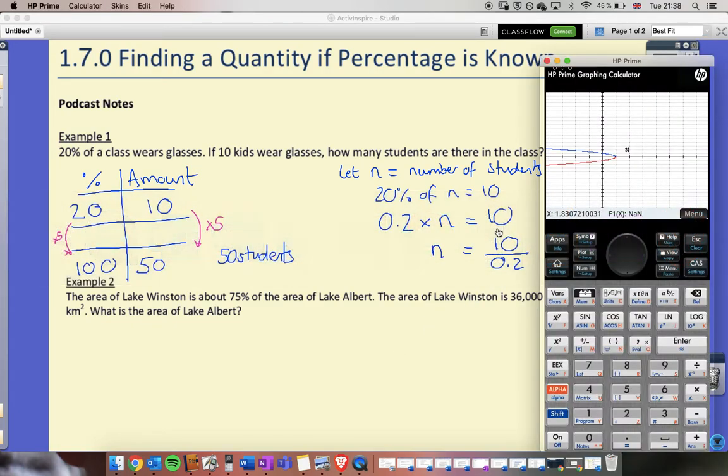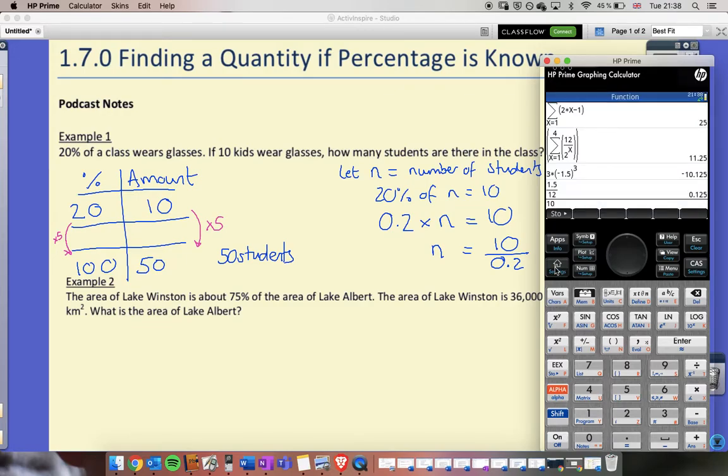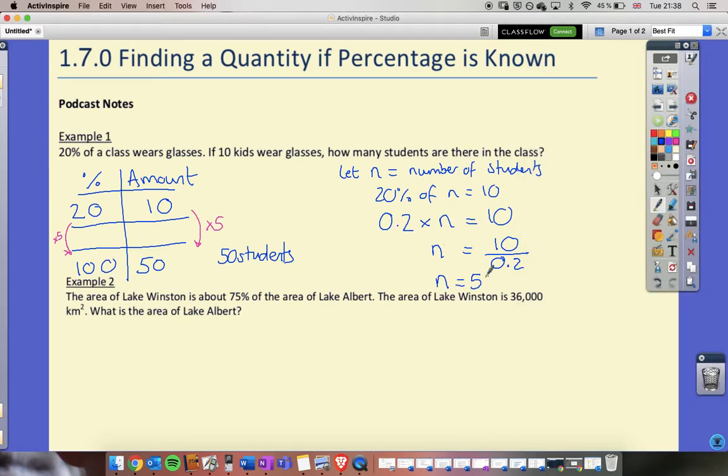So let's check that quickly. 10 divided by 0.2 is 50, just as we'd expect. Okay, so these are the two methods that we're going to use.